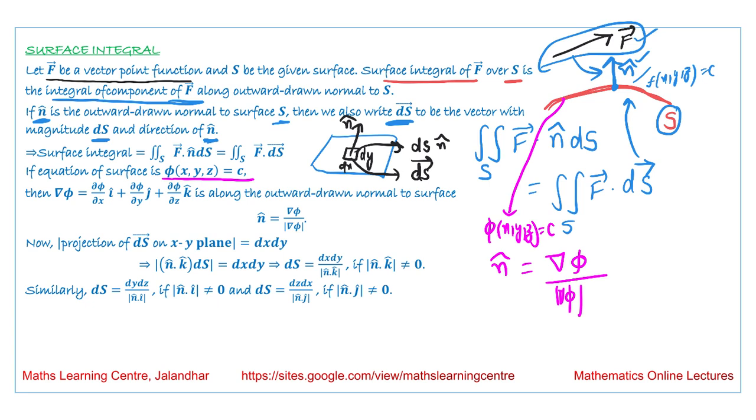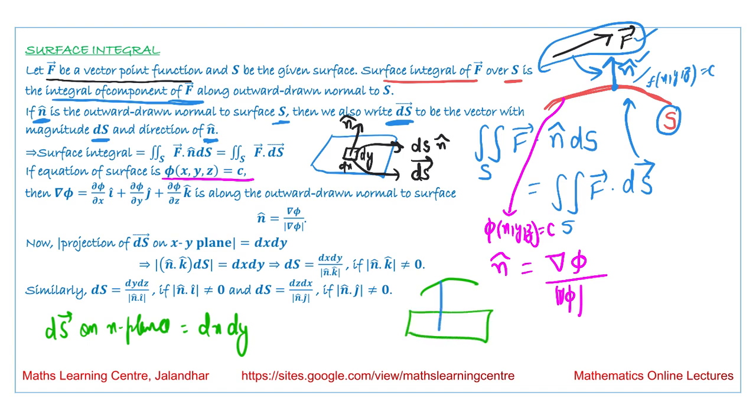Now if we talk about the projection of ds vector on the xy plane, it is equal to dx into dy, the components of x and y. This is the surface we have, this is the xy plane, and the projection is some component of ds vector. In the xy plane it will have the component dx dy in this direction. So we write this is equal to mod of n cap dot k cap into ds.